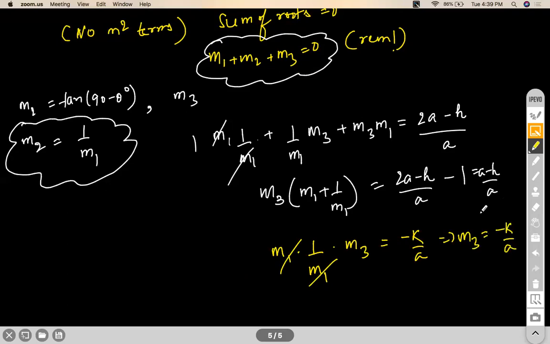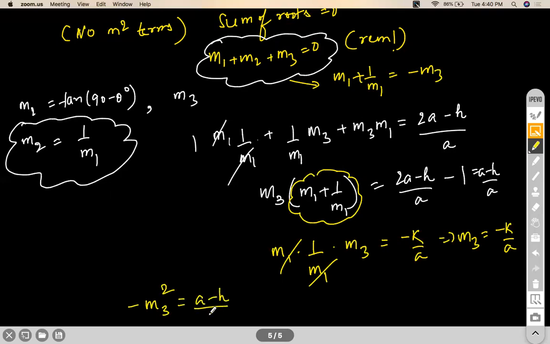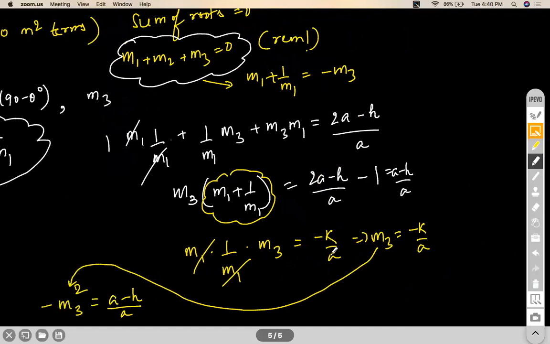Okay. Now let us try to understand from here. From this equation, I can say M1 plus 1 by M1 is actually negative M3. So this guy here, I can replace with negative M3. So negative M3 square is equal to (A minus H) by A. And from here, I have M3 is minus K by A. So I'll put this here. Okay, so that will leave me with negative of K by A the whole square is equal to (A minus H) by A. Now this is going to be your locus.